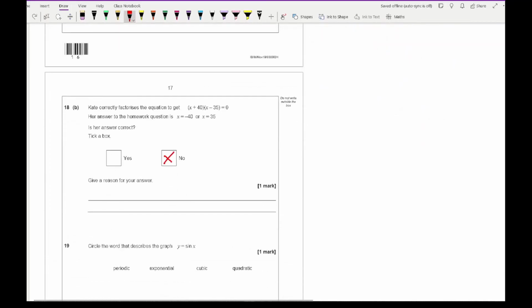And the reason for that is because x must be a positive number, as you can't have negative length. So in other words, the correct answer should be x equals 35 only.